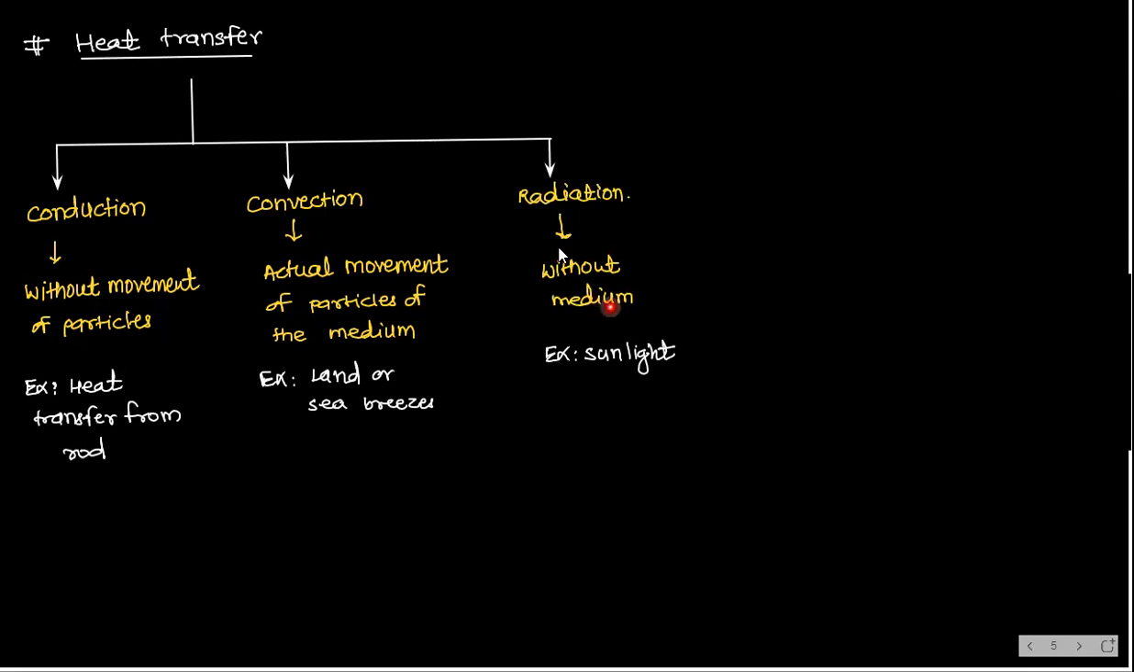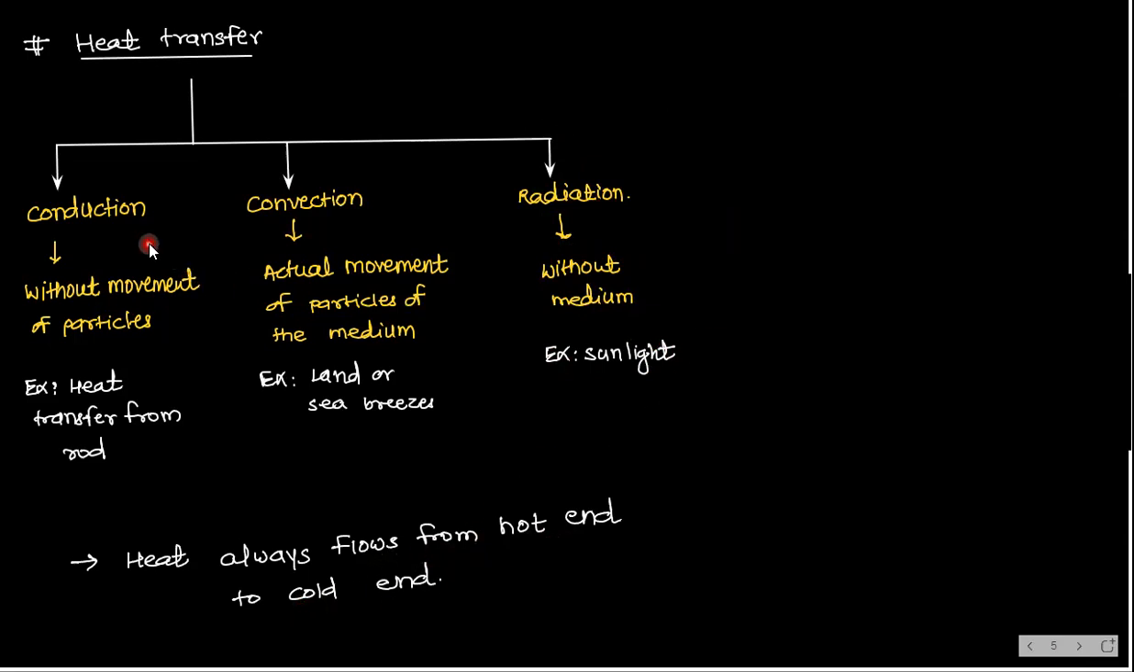Next one, you see radiation. This radiation is the mode of heat transfer which does not require any material medium. For example, sunlight. Even through vacuum also heat transfer takes place. That is radiation. And always keep it in mind, it always flows from hot end to cold end. So let's see in detail one by one.